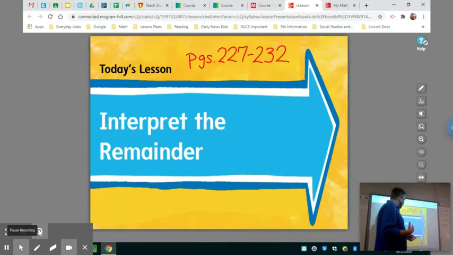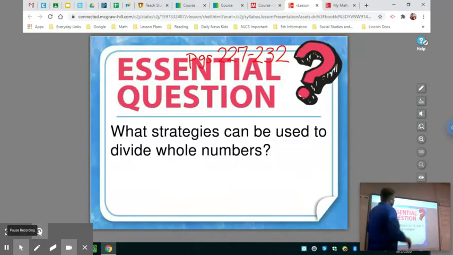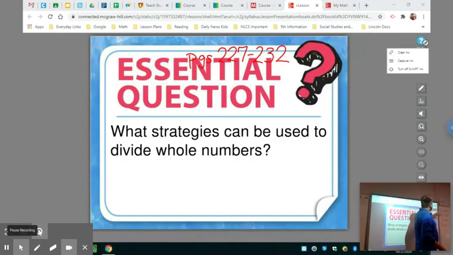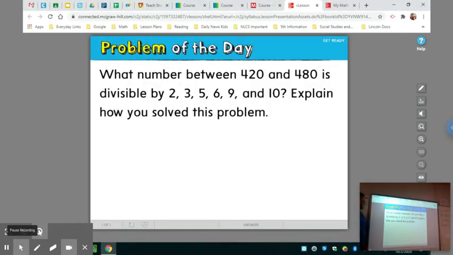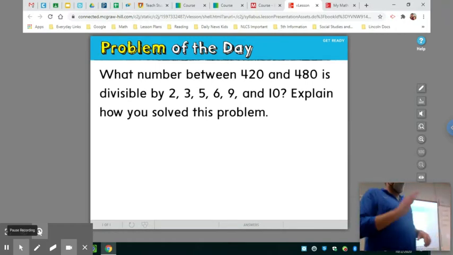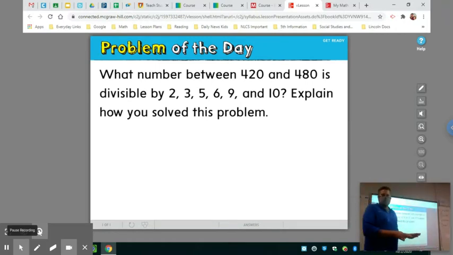All right. So we're not going to spend a lot of time on this screen here because I just wanted to do these earlier problems right here. Problem of the day: what number between 420 and 480 is divisible by 2, 3, 5, 6, 9, and 10? Explain how you solve this problem. Now, remember yesterday we kind of did this. We broke it down step at a time. So let's do that right here.